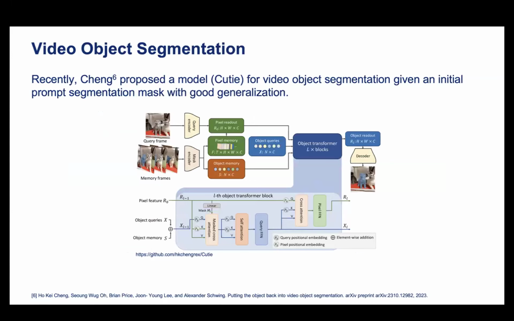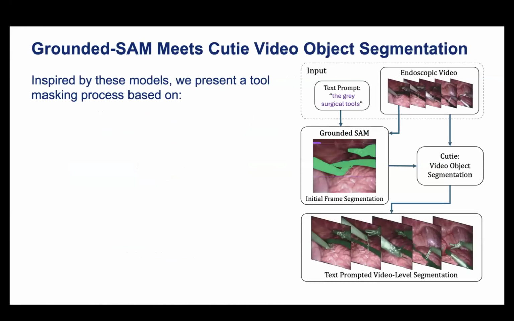Similarly, recently, Chen has proposed a video object segmentation model named Qt, where given an initial segmentation mask, the model can propagate this mask across the video. So taking these two models, Grounding Sam and Qt, as inspiration, we define a process that allows tool segmentation based on text prompts. It follows two steps.